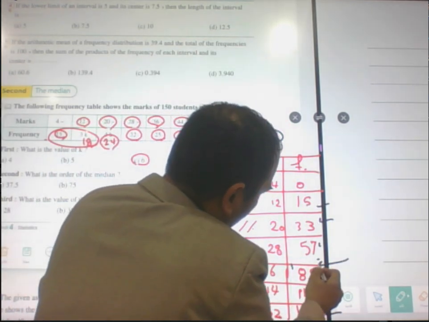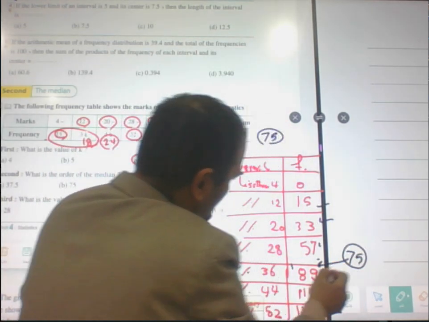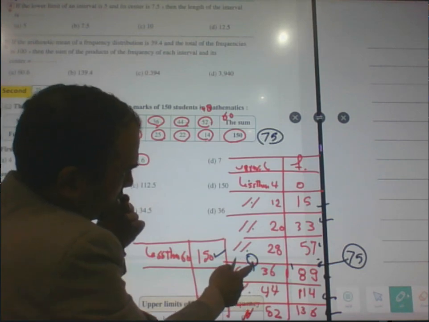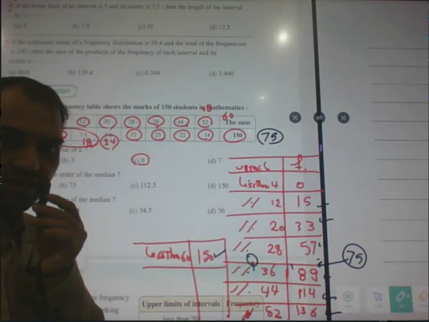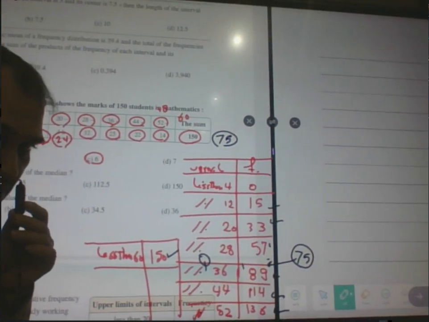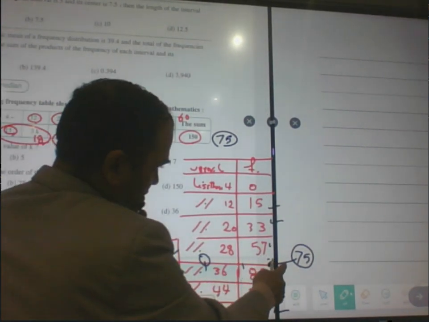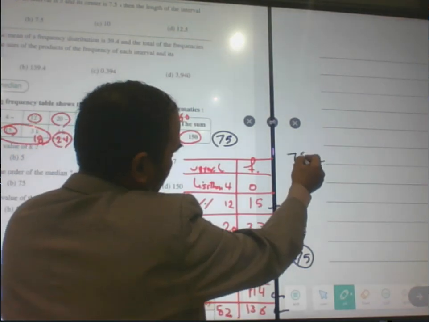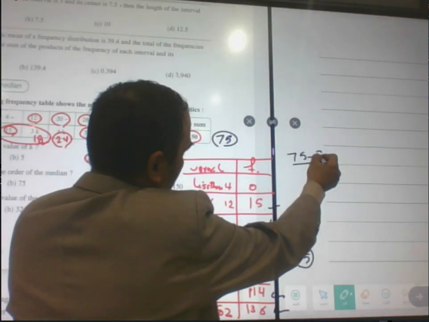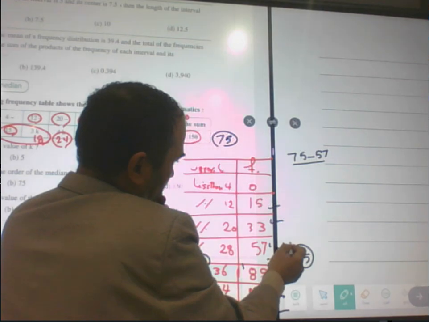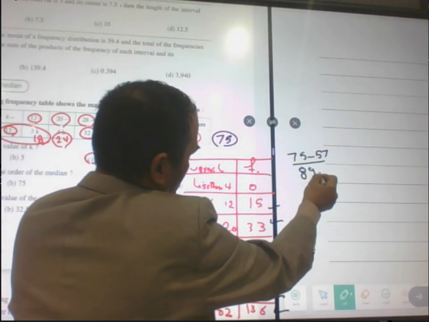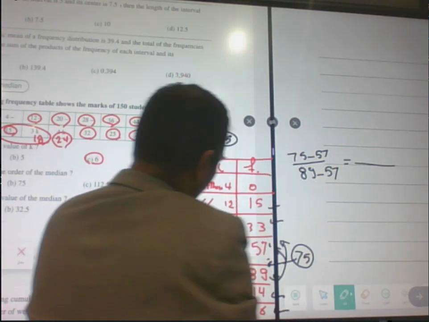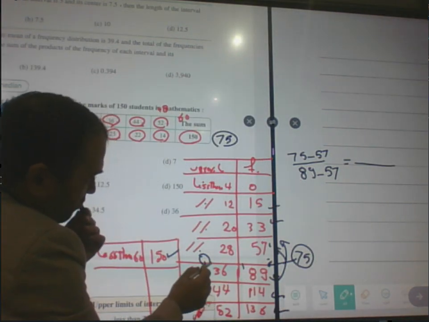Okay, then in this part. Okay, 75 lies here in this part. And right here, Q refers to the median. Okay, I will solve the example now algebraically. Okay, 75 here, like the steps. Look at the steps. Right, 75 subtract by 57 over 89 subtract by 57. They are equivalent. Here, Q refers to the value of the median.